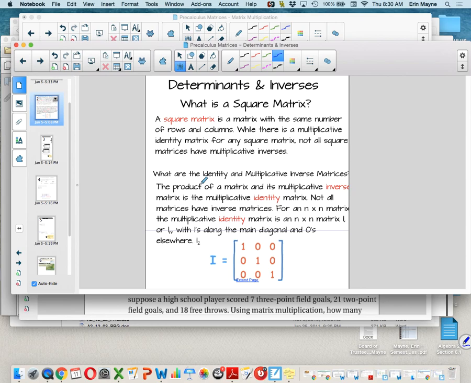If I said 5 times, give me your eyes, 5 times what gives me 5? You would tell me, what would you tell me? 1. 6 times what gives me 6? 1. 9 times what gives me 9? Okay, so 1 is considered the multiplicative identity because it results in the same thing from beginning to end.